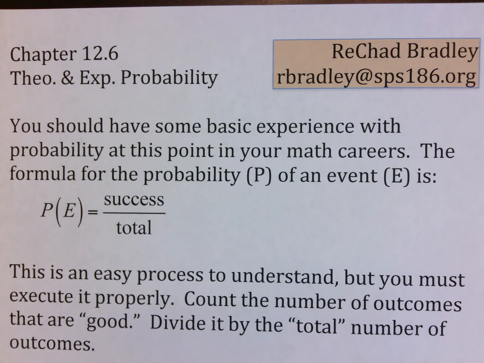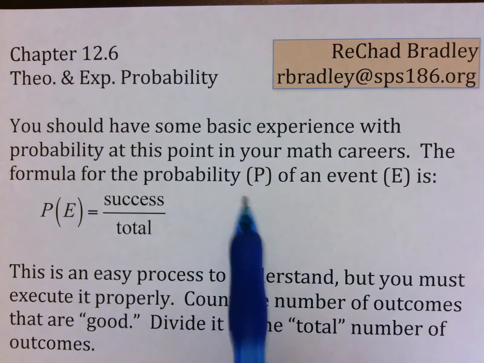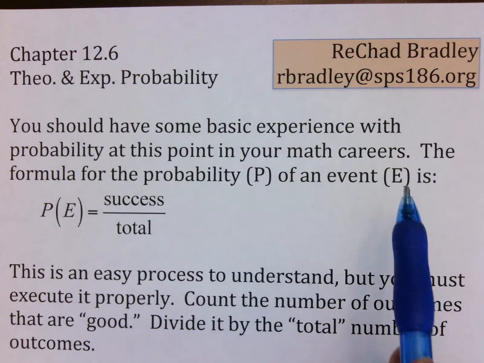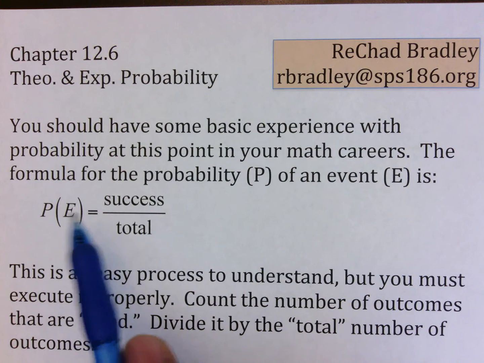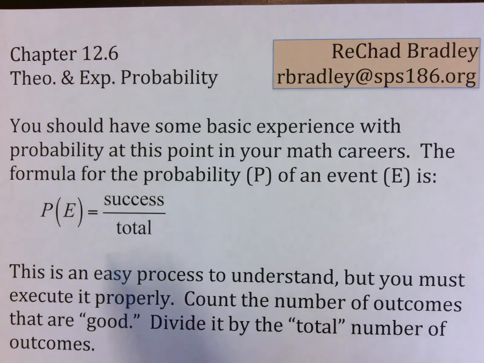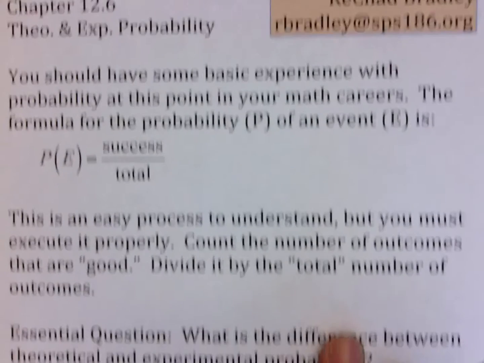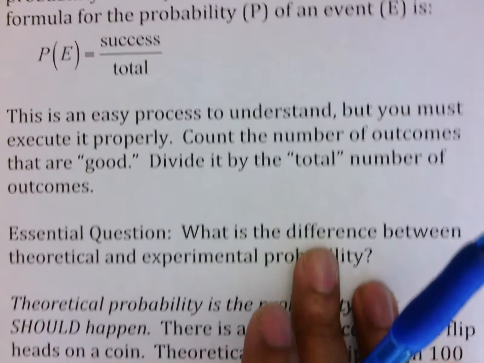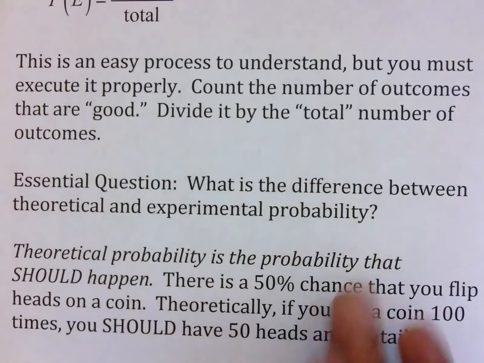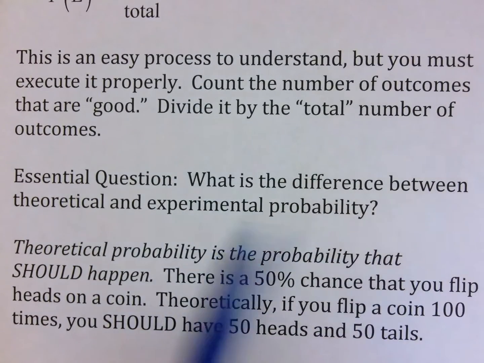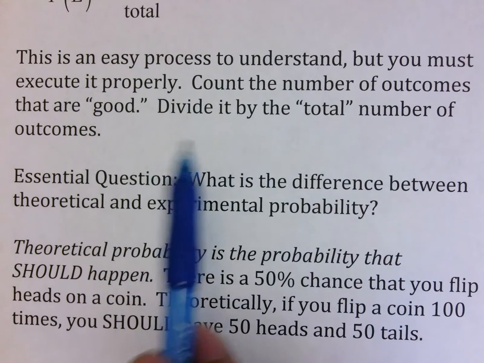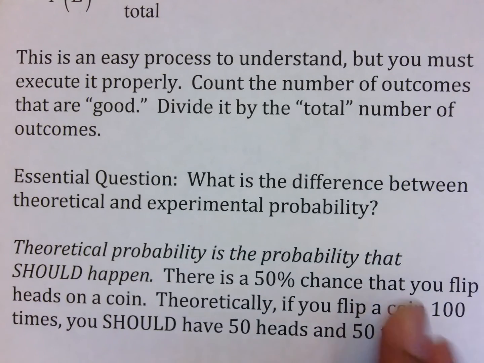Other than that, it says you should have some basic experience with probability at this point in your math careers. The formula is probability P, which is what P stands for, event E is P of E. Probability of an event occurring is number of successes over the total. It is an easy process to understand, but again, it's the execution that causes people the most issues. Make sure you count the number of outcomes that are what we would call good, divided by the total, and that will give you your probability.